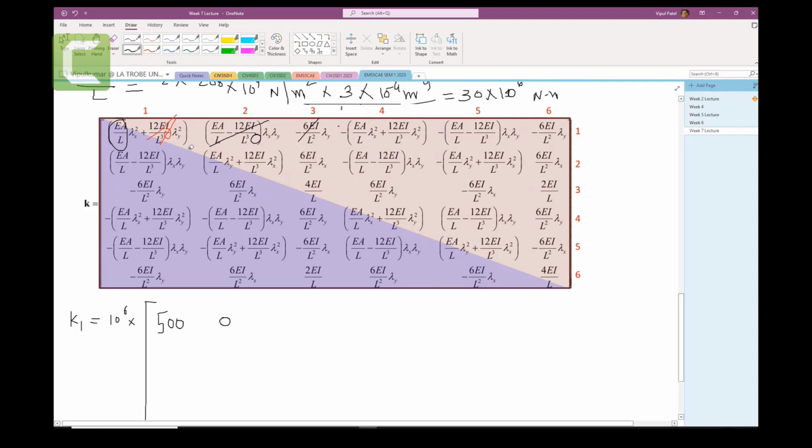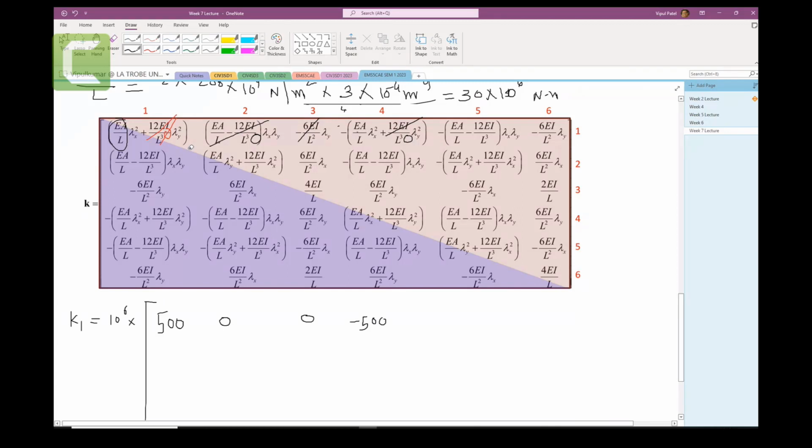Okay, so that 4 goes here. So this whole thing is 0. I'm just putting exactly on the down. These things are 0. AE on L, which is 500, and we have this minus in front of it. So minus 500. I hope you understand that.